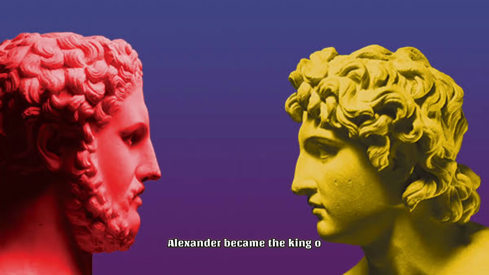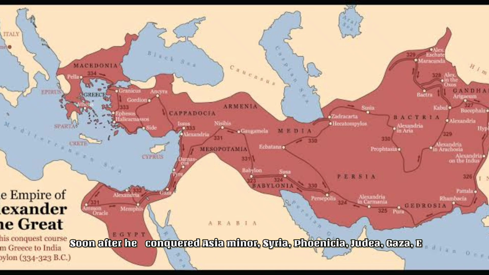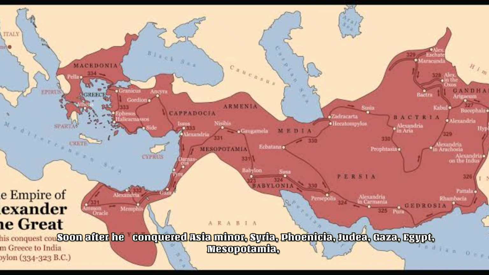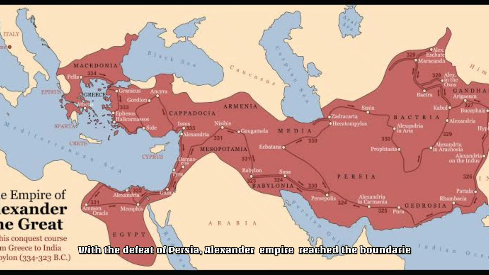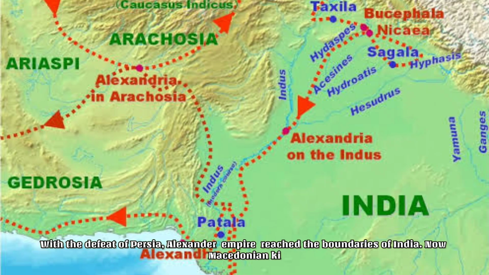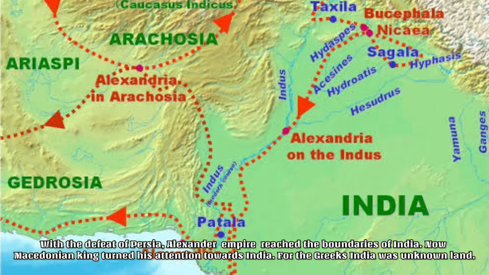Alexander became the king of Macedonia after his father Philip's death. Soon after, he conquered Asia Minor, Syria, Phoenicia, Judea, Gaza, Egypt, Mesopotamia, Bactria, Turkey and Persia. With the defeat of Persia, Alexander's Empire reached the boundaries of India. Now, the Macedonian king turned his attention towards India. For the Greeks, India was an unknown land.